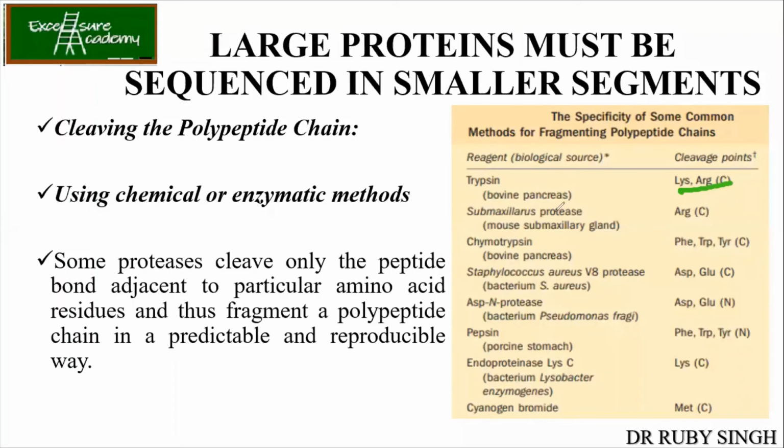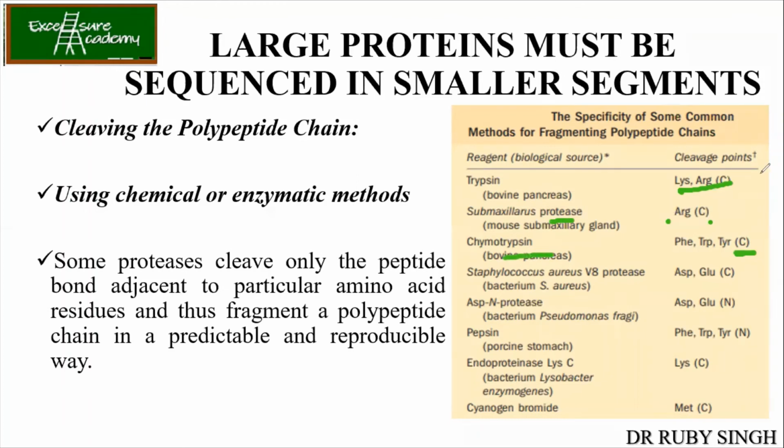Okay. Now then you have got the submaxillaris protease. It cleaves at the C terminal of arginine. Chymotrypsin cleaves at aromatic amino acids, but at the C terminal. This is very important to understand. Otherwise, if you break the polypeptide chain in the wrong order, you cannot get the correct complete sequence of the amino acids. Okay, so I'll tell you one example of how to do this.